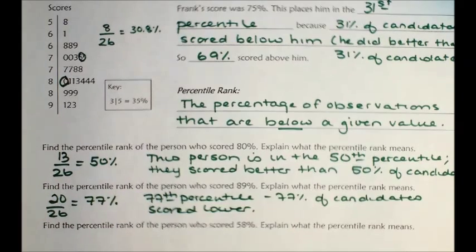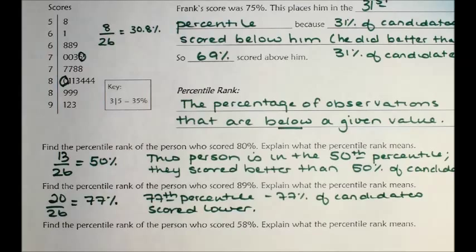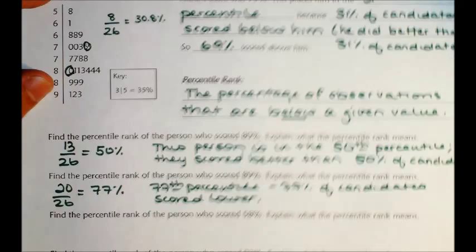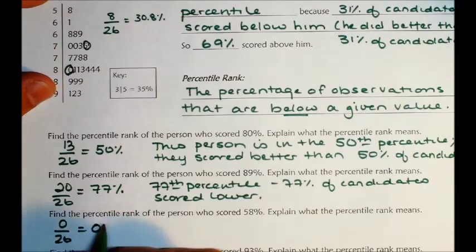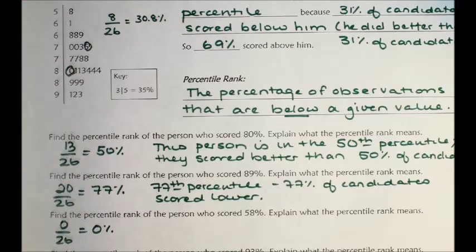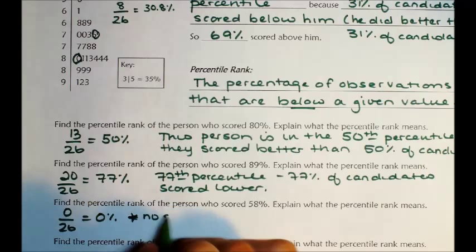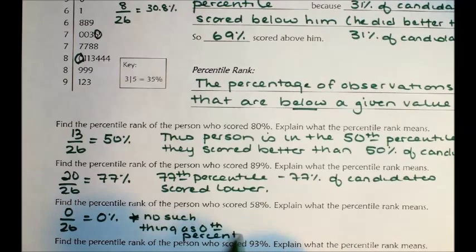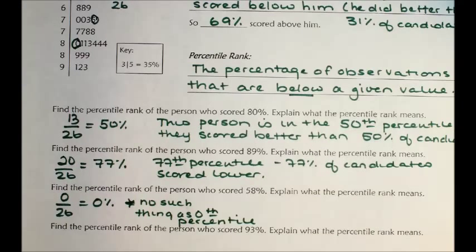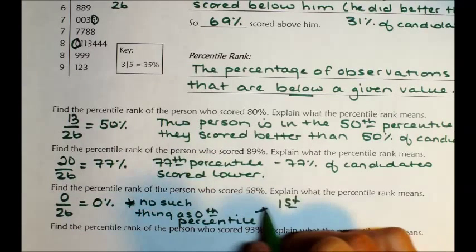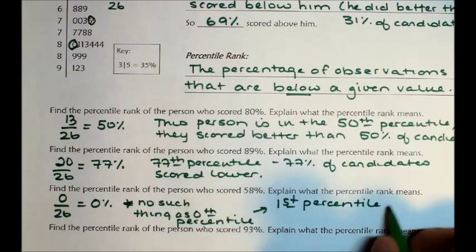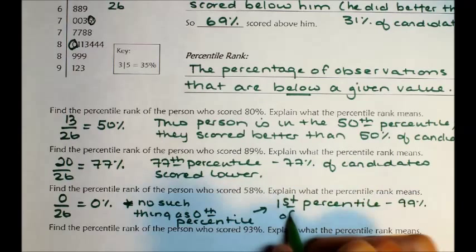Next, we're trying to find the percentile rank of someone who scored 58%. As you can see, 58% is the smallest score on this graph. That means that there are 0 out of 26, or 0%. Well, here's the thing. There's no such thing as the 0 percentile. If this were to happen, it is the only time where you wouldn't round normally. So this person is in the 1st percentile. This means that 99% of candidates scored higher.